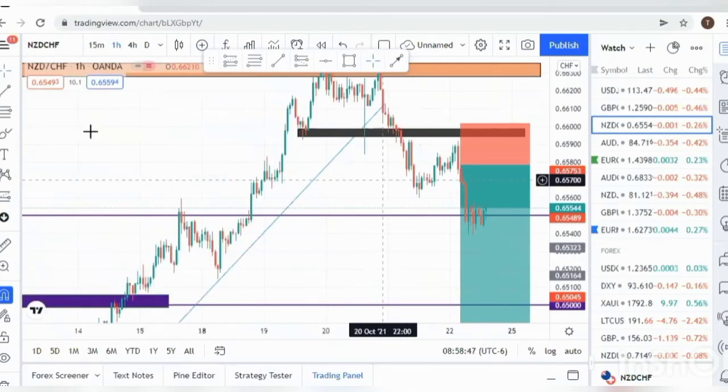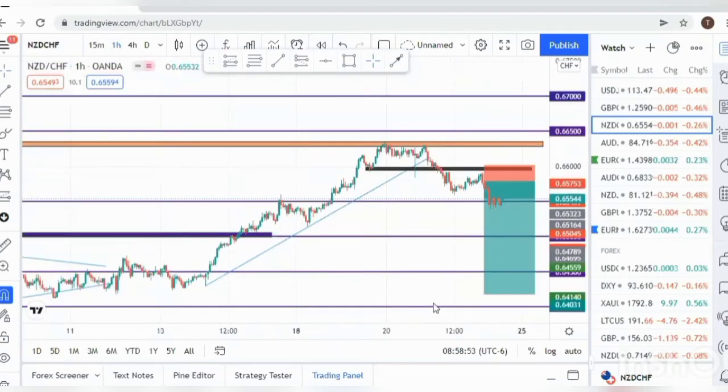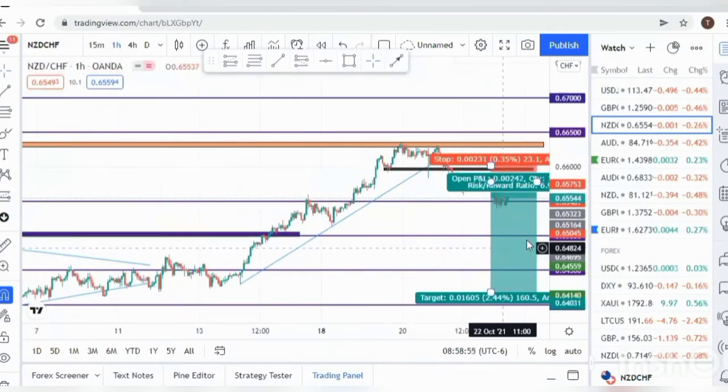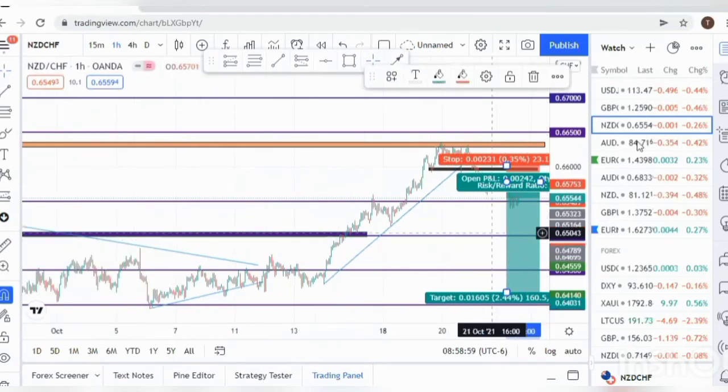All right, so that's basically it for NZDCHF. The trade is still running and I must stay on it, targeting what? I'm targeting 160 pips on this trade, and I'm risking 23 pips. So yeah, that's basically it for this particular one.